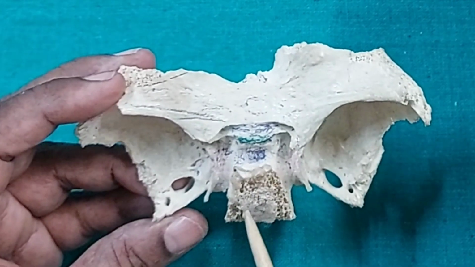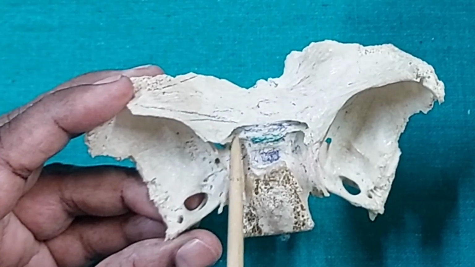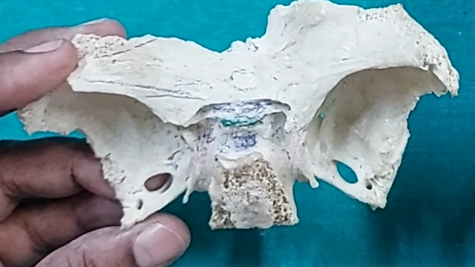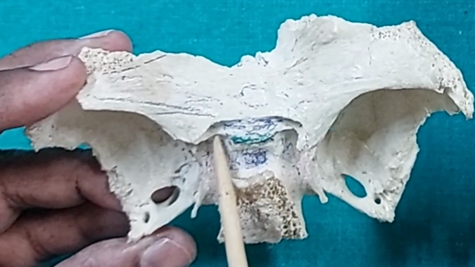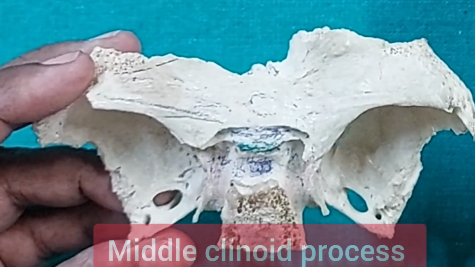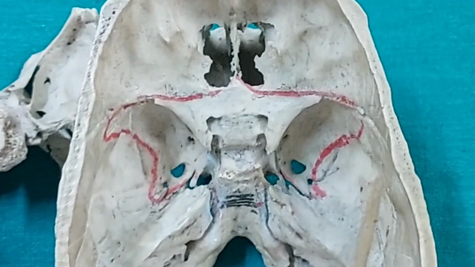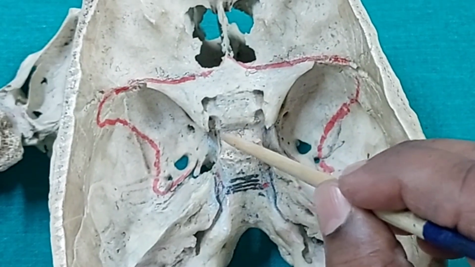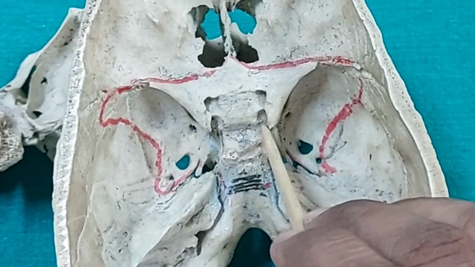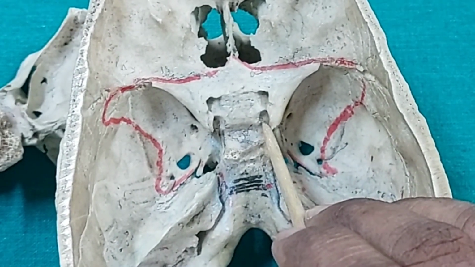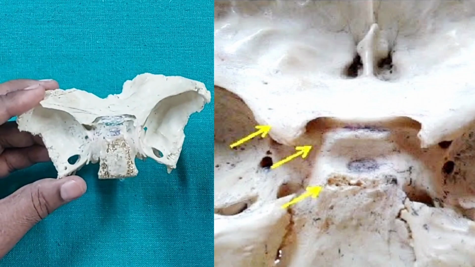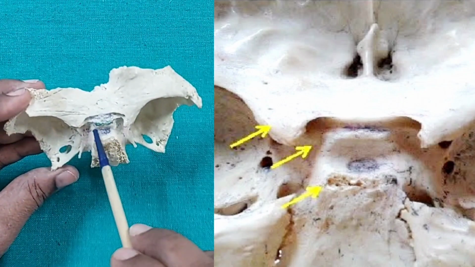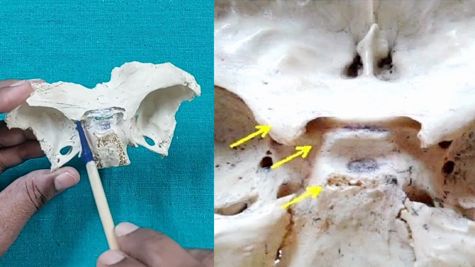Another important anatomical feature is the small bony projection on each side of the tuberculum sellae, called the middle clinoid process. You see in this base of the skull, this is the tuberculum sellae. So this is the middle clinoid process of this side. This is the middle clinoid process. So how many clinoid processes will you get? This is the middle clinoid process here, and this is the anterior clinoid process.